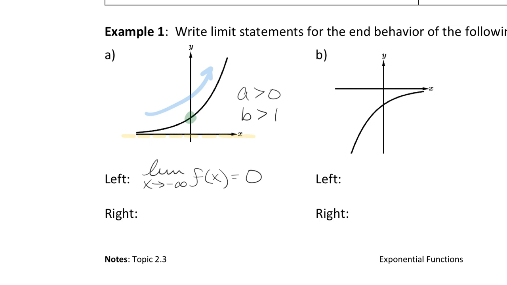What's happening on the right side of this graph? It's going up, so my limit is going to approach what? Infinity. This is the limit as x approaches positive infinity. That means go to the right side. Our end behavior is infinity.